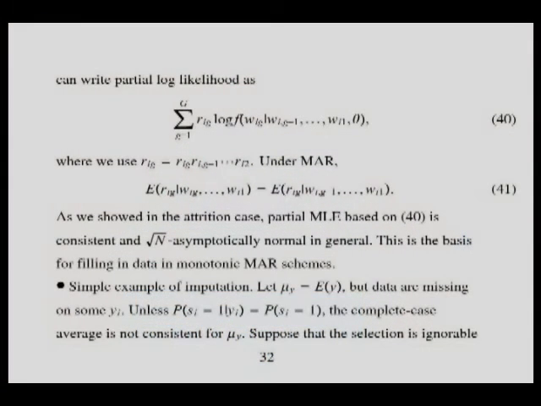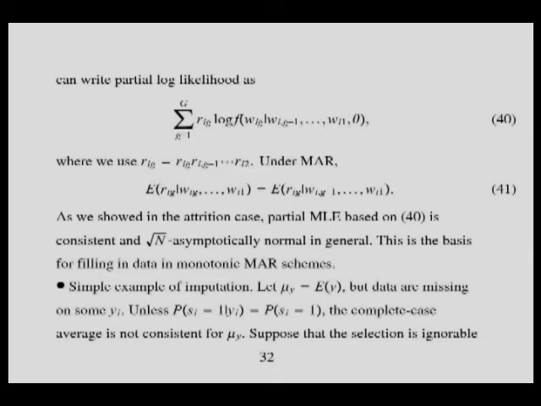That means that if you can list the variables so that if W_ih is observed, so is W_ig, where g is less than h. So in this case, of course, you can just use a sequence of conditional distributions in order to estimate parameters. And then this sequence of conditional distributions can also be drawn from to generate values for the missing data.